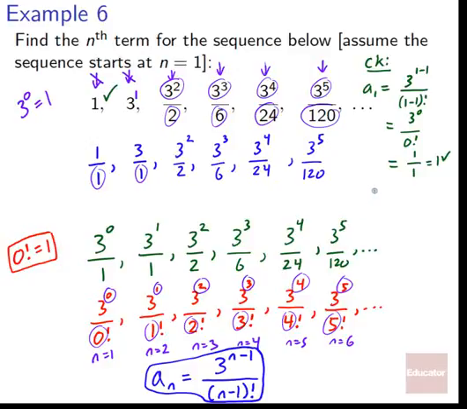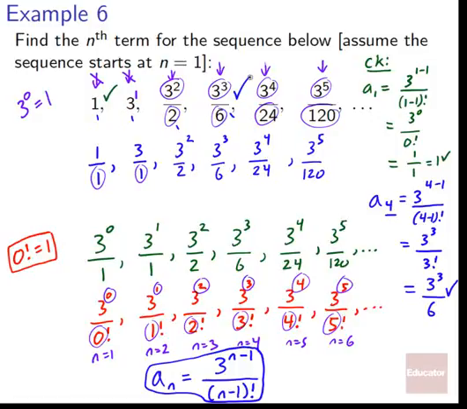Let's try jumping forward to a slightly larger number so we can check against something else. So at a_4, we would be at 3 to the 4 minus 1 over 4 minus 1 factorial. So we have 3 to the 3 over 3 factorial. Everything is in this 3 to the 3, so we don't have to simplify that to 27. We can just leave it as it is. 3 factorial comes out to be 3 times 2 times 1, or 6. So 3 to the 3 over 6 is what we have for our fourth location. 1, 2, 3, fourth location, 3 to the 3 over 6. So that checks out. Yay, our general term makes sense.